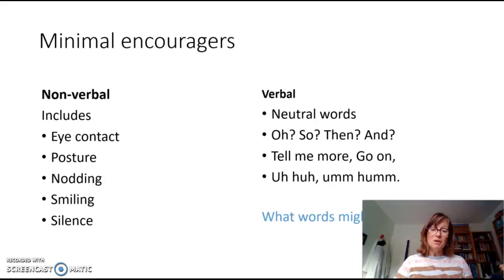So the non-verbal minimal encouragers include the things we've just been talking about, like eye contact, but also include your posture. Are you looking as if you're attentive? Are you facing them? Are you looking relaxed, as if you're really in the room with them? Nodding can be appropriate, but we need to make sure we're not like the nodding dogs in the back of the car. So becoming more aware of how much we nod.